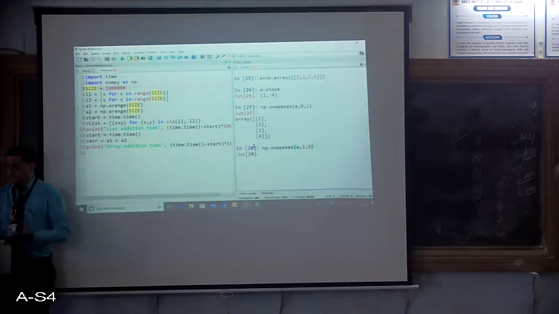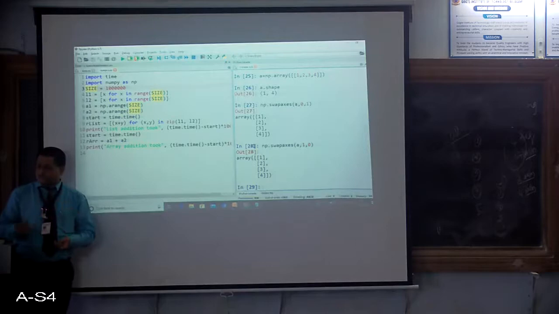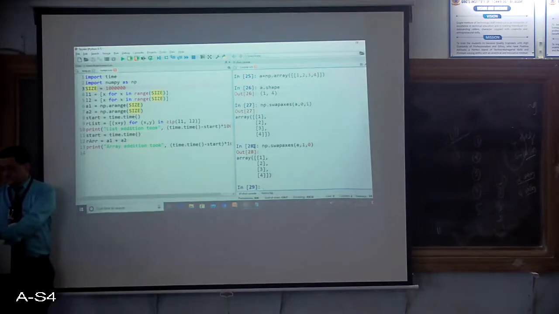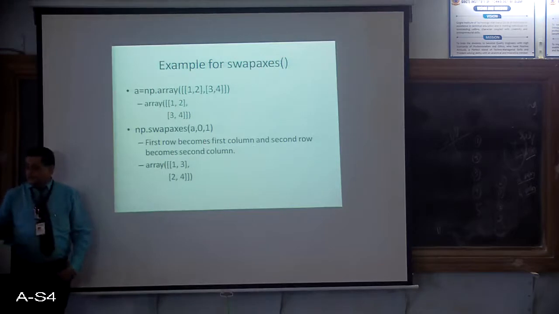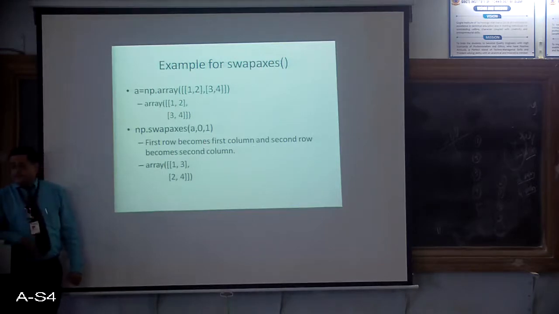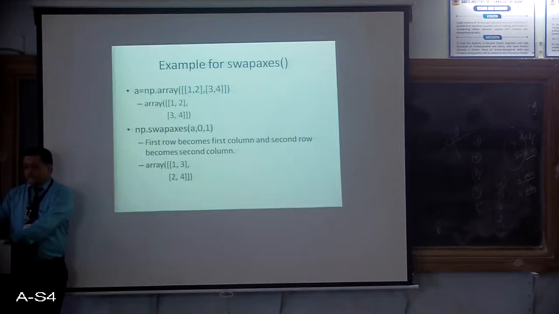Okay, it remains the same, right? Swap 0 with 1 or swap 1 with 0, it results in the same array. Okay, that is for that. And we'll look at another example of swapping axes. We'll create an ND array whose dimension is 2 by 2. That is, it will have 2 rows and 2 columns.